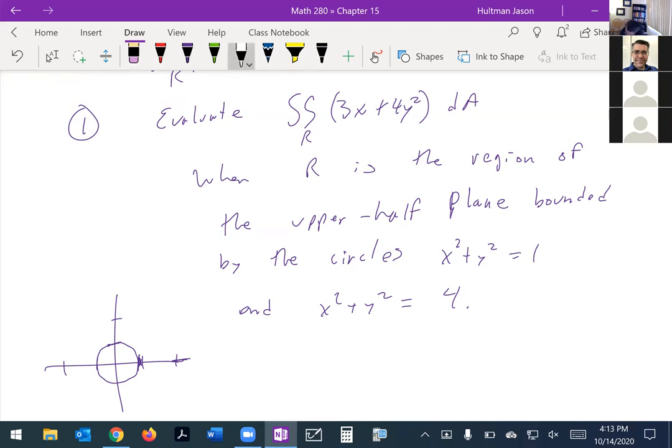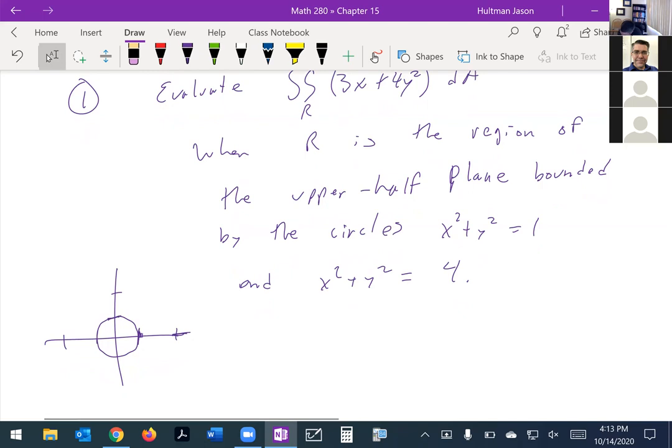Okay. Unit circle. Okay, we've got the unit circle. Okay, and then what's this? This is a circle of radius 2, right? So we've got double the unit circle.